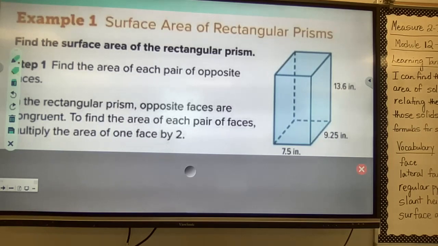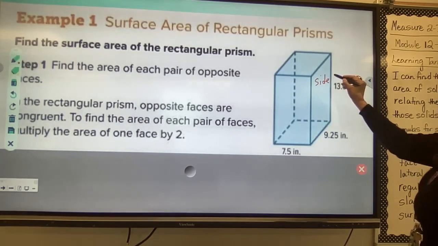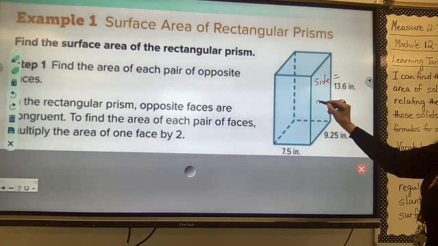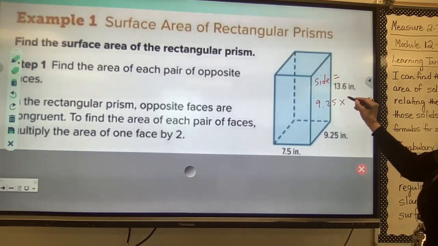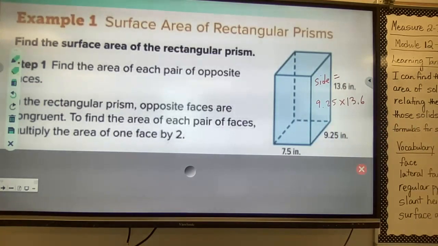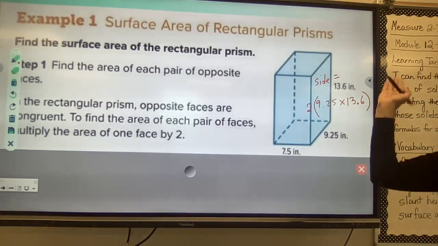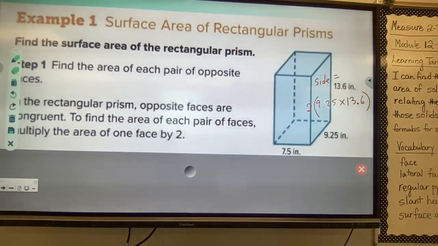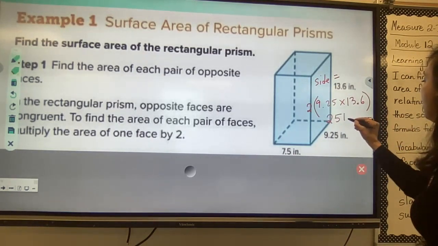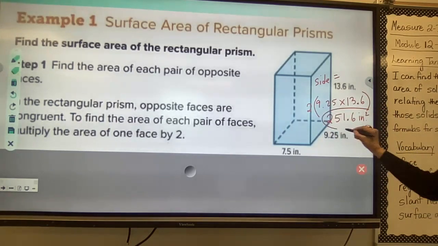So let's look at the area of the sides. Area of the sides is going to be what? This is the side, right? So the area of the side would be 9 and 2500 times 13 and 6/10. So this would be the area of one side. Obviously I have to do two sides, this side and the other side, right? So I have to do times 2, and I'm going to get 251 and 6/10 inches squared. So this is the area of the sides.